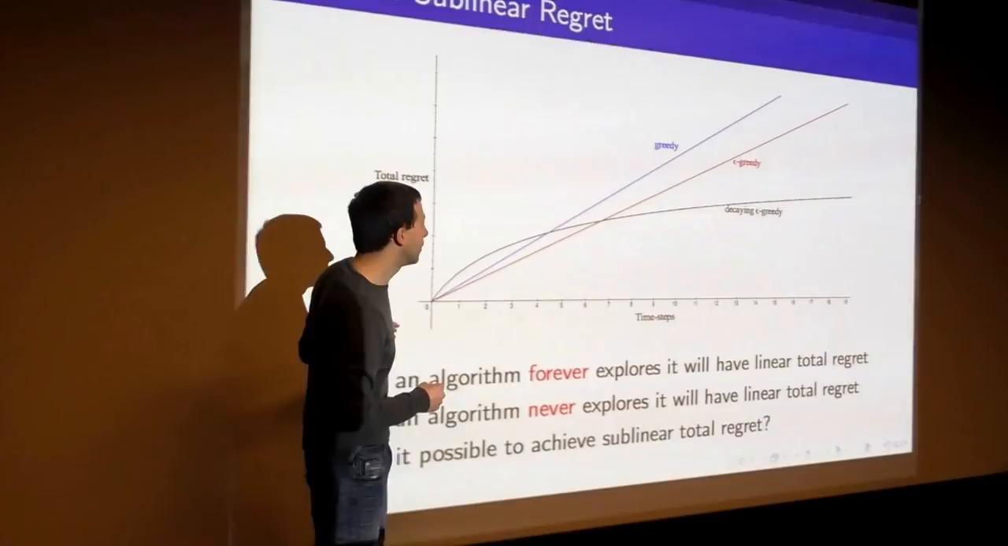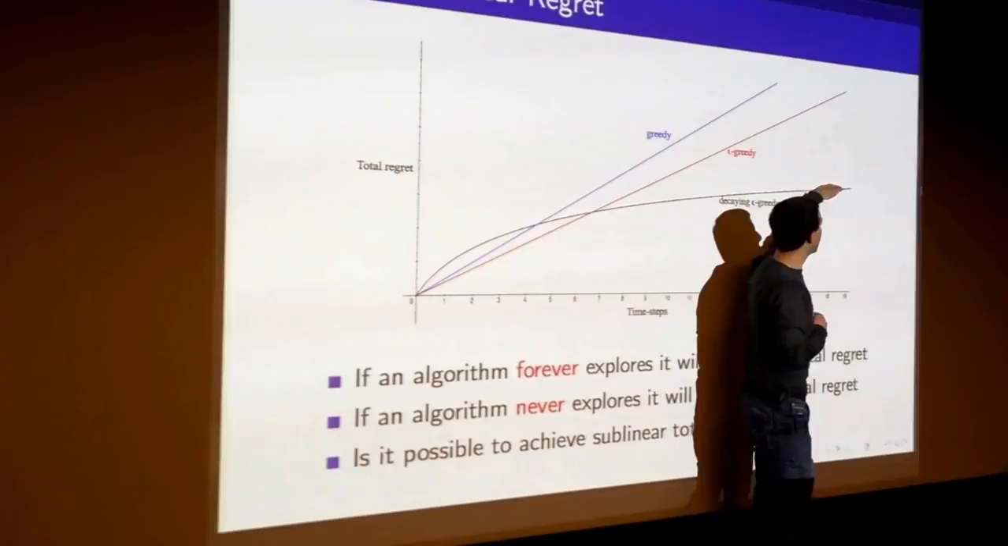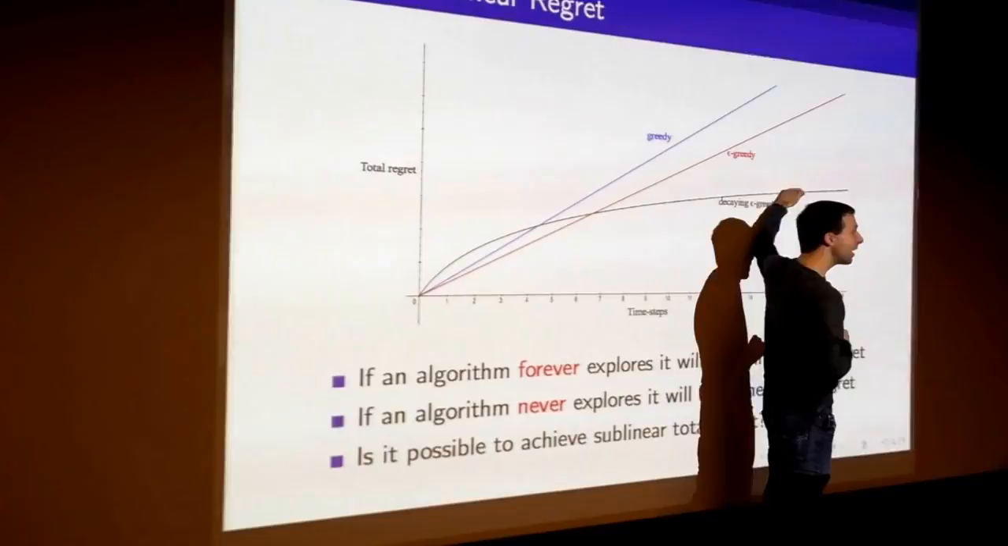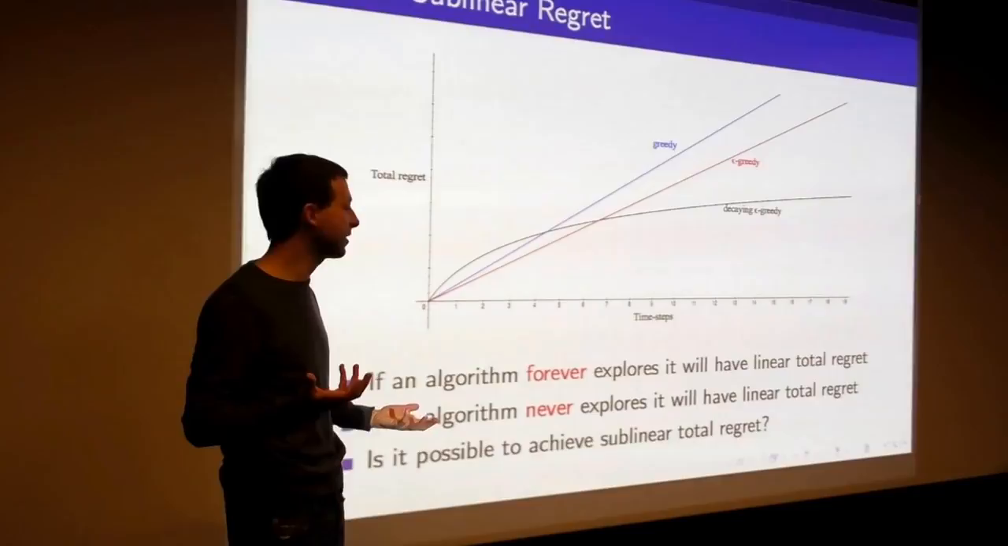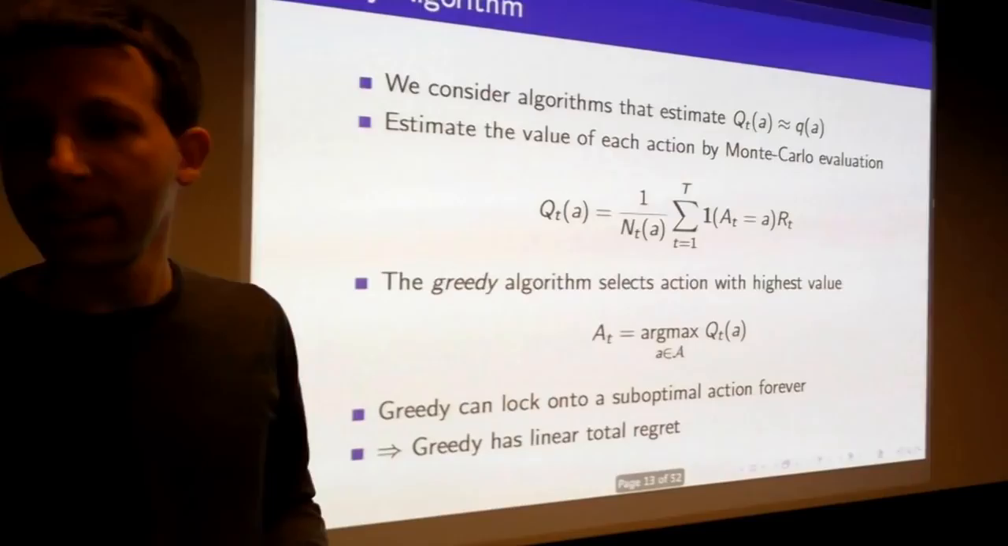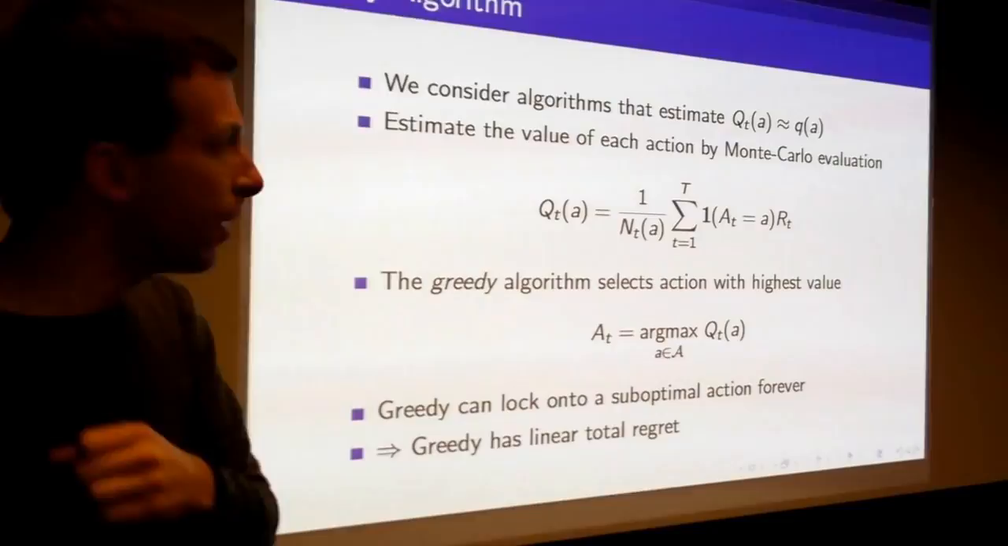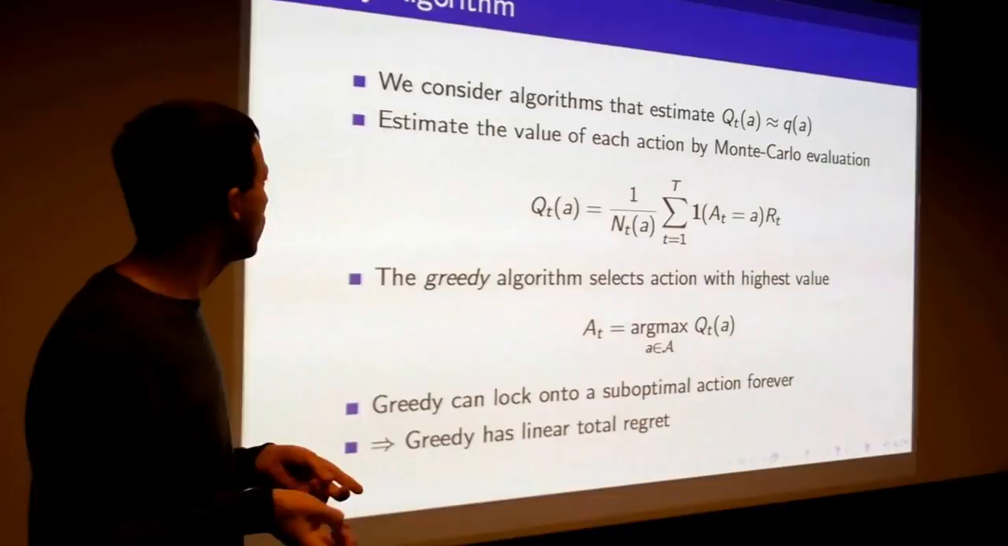We want regret that starts to asymptote out. We want something which gets less and less regret. As we see more and more, we want to do better and better and regret our choices less and less as we go on. And the question is, how can we achieve that? Is it possible to achieve sublinear total regret? And happily, the answer is yes. And we'll see why. But let's start by considering the myopic cases first of all.